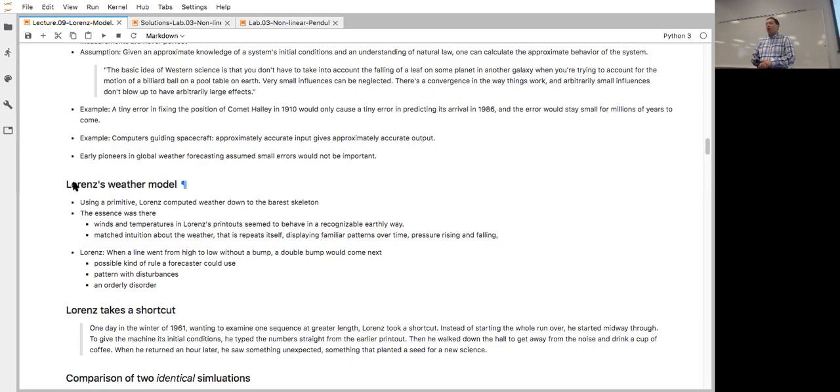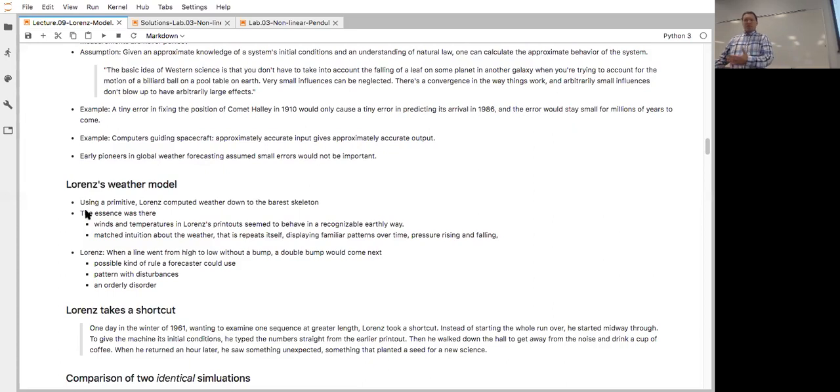He walked down the hall, away from the noise of the machine, which is printing out, and drank a cup of coffee. When he returned an hour later, he saw something unexpected, something that planted a seed for a whole new science. So the idea here is he's going to run his model, just like you run models in your Jupyter environment. And then he goes back and he runs the exact same thing again.